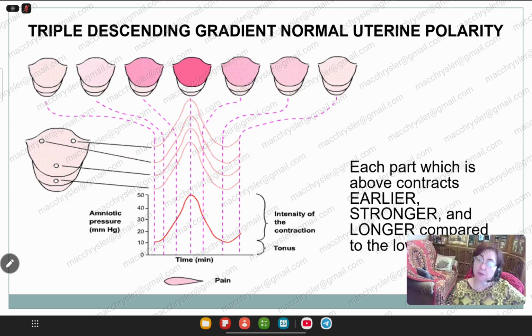The phenomenon of the triple descending gradient was discovered when investigating with external, multi-channel tocography, similar to the ECG for registration of normal heartbeats. When a transducer is applied to different parts of the uterus, they found that the fundus part is longer, stronger, and more intensive compared with the part below.